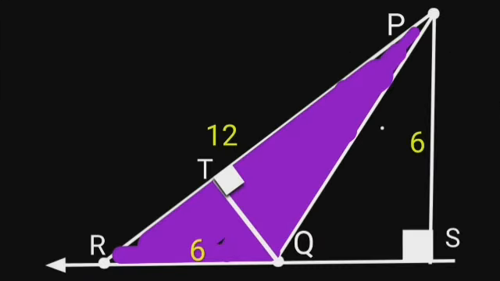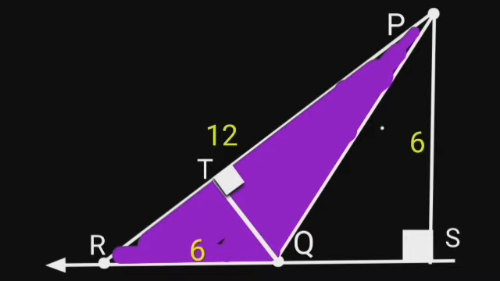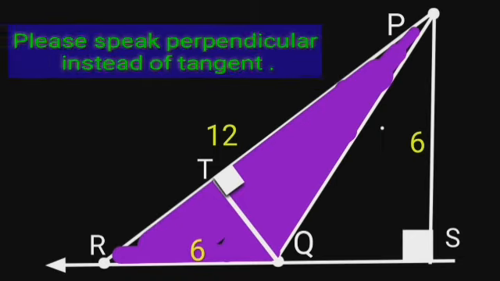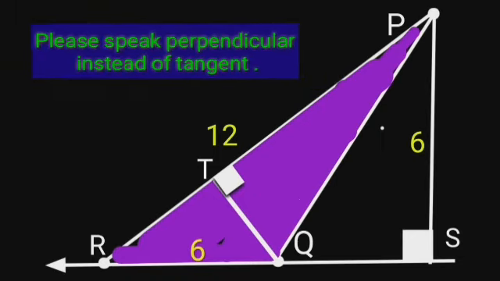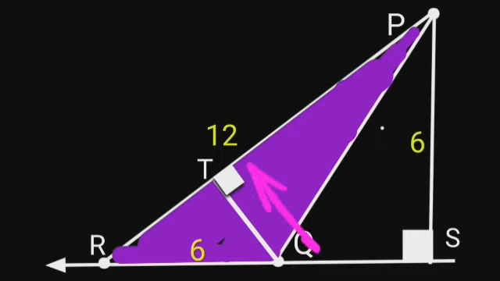From the given example, here we have drawn the diagram. PS is tangent to RQ at point S. PS is given as 6. RQ is given as 6, and segment QT is tangent to side PR, and PR is given as 12.